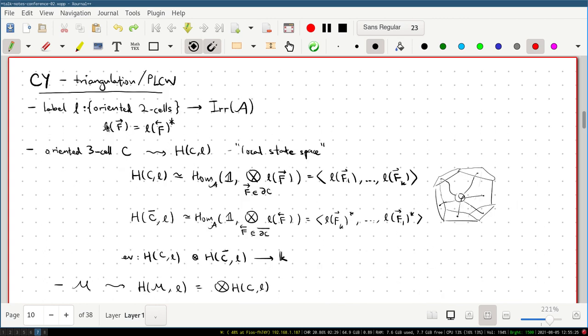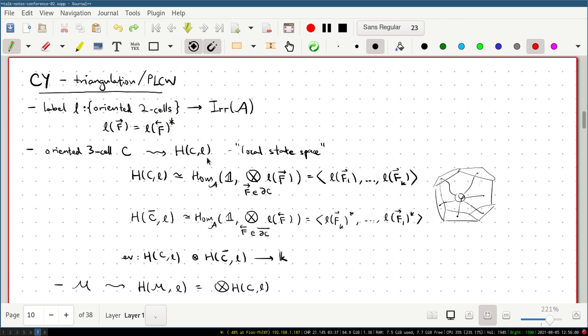Okay, so let's quickly define the Crane-Kauffman-Yetter invariant for triangulations. In my work, I use a slightly more general notion of piecewise linear CW complexes. For the purposes of this talk, I'll just be thinking about triangulations. So a simple labeling is an assignment of a simple object to each oriented two-cell, where the opposite orientation gives the dual object.